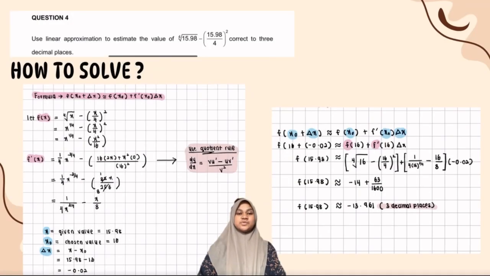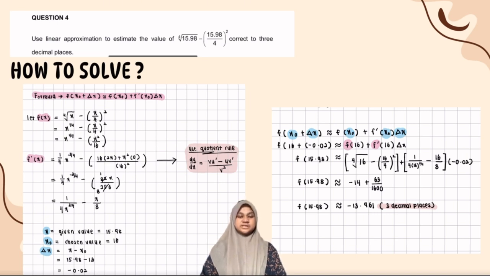For this question, we use the linear approximation formula. The formula is f(x0 + Δx) approximately equals f(x0) plus f'(x0) times Δx. So, let f(x) equal the fourth root of x minus (x over 4) squared. Then simplify: x to the power of 1/4 minus x squared over 16.